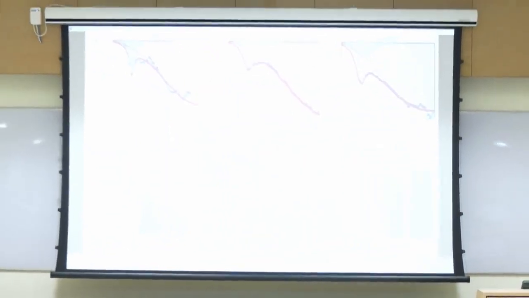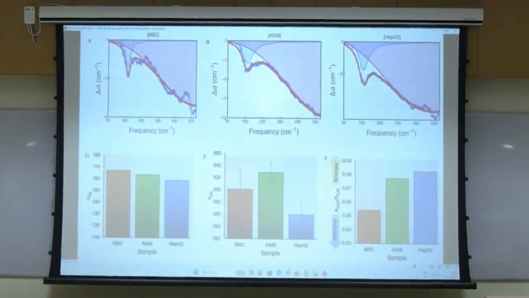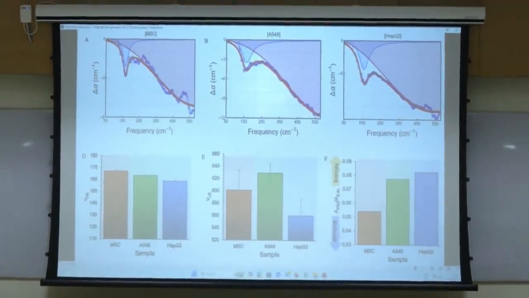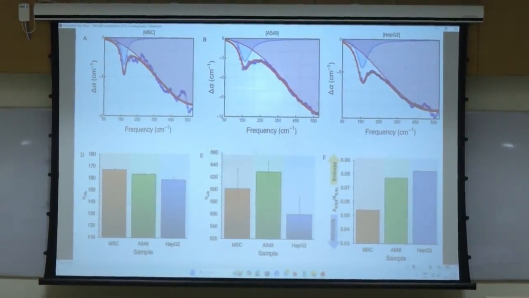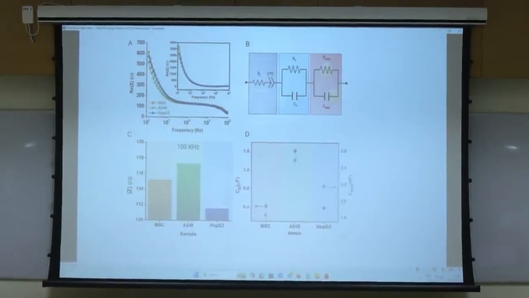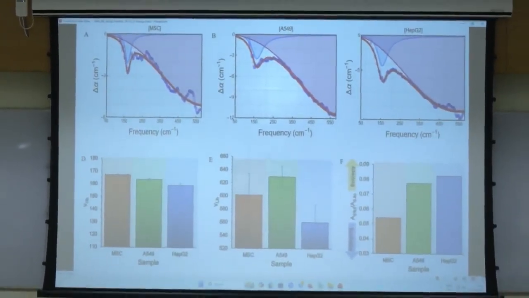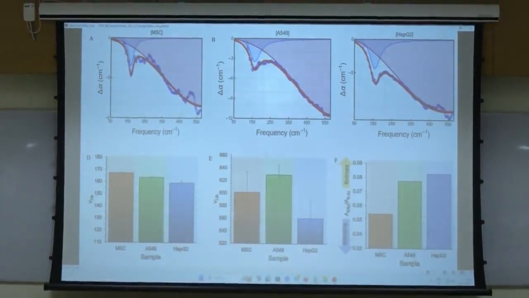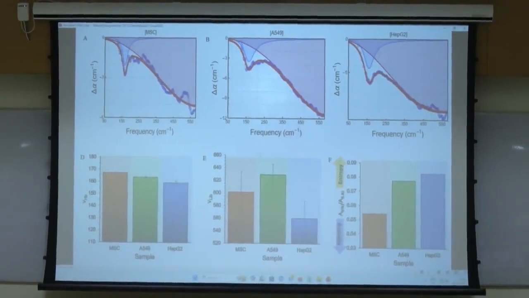So we have done different types of biophysical characterization of this exosome. This is the IR data. This is basically showing how water molecules are interacting with the exosomes of different cell categories. We have taken 3 cells. One is the mesenchymal stem cell. Then another is the cancer stem cell, and another is the differentiated cancer cell, that is HepG2.